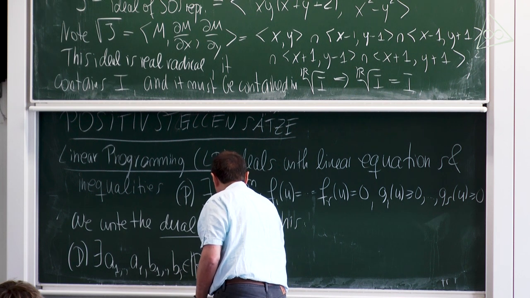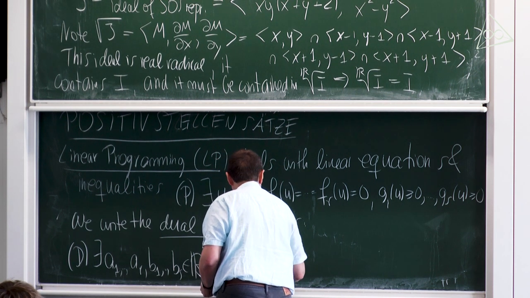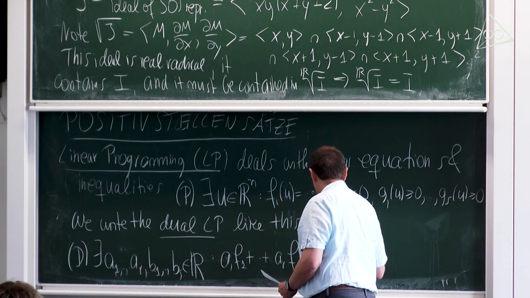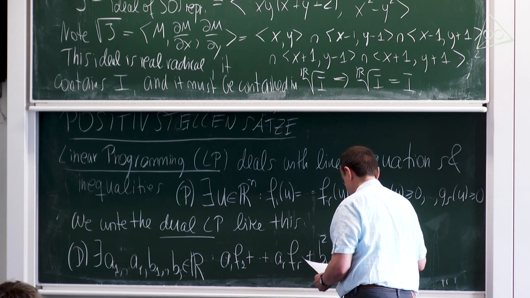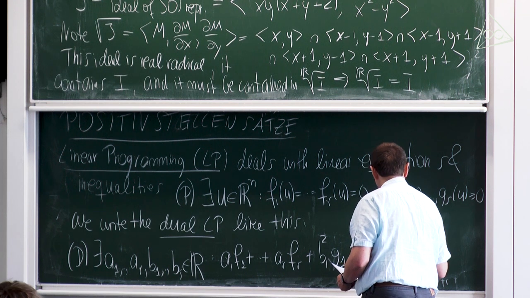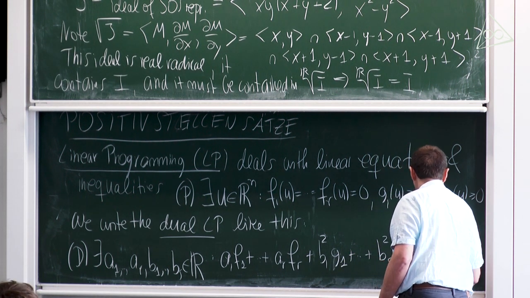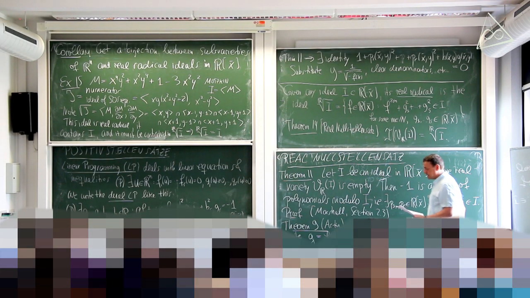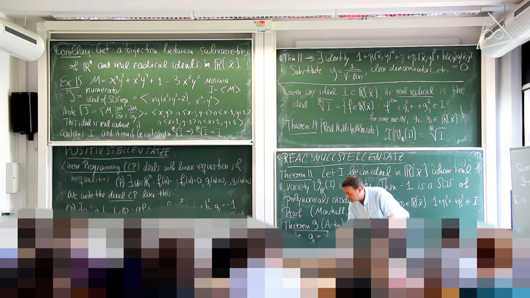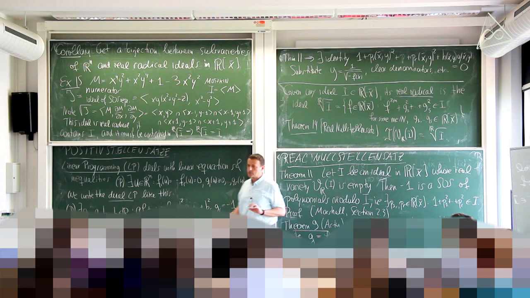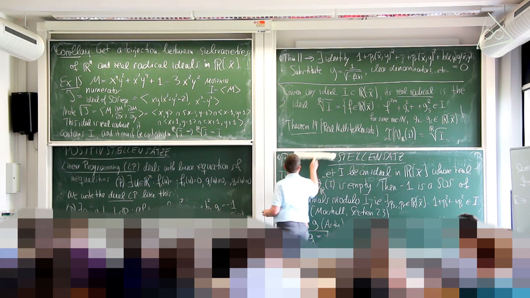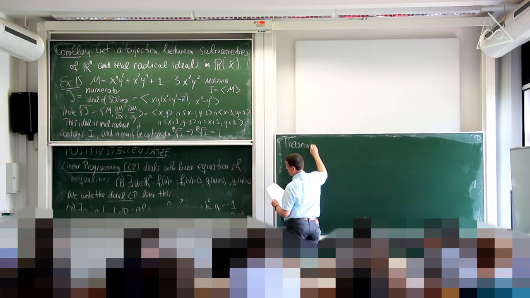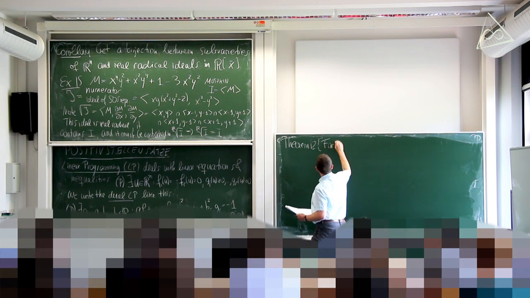So the certification says that a1 f1 + ... + ar fr + b1² g1 + ... + bs² gs is -1. Well, this is a linear form. So I'm going to write it in R[x]. Okay. So I claim that this is a way of formulating linear programming duality, and precisely one of these two things will hold. So try to parse this while I erase the right-hand side. Okay. So the basic theorem that you learn in your linear programming class is sometimes called Farkas lemma.